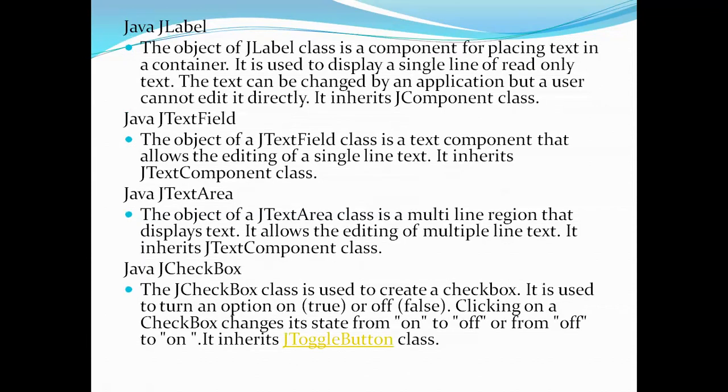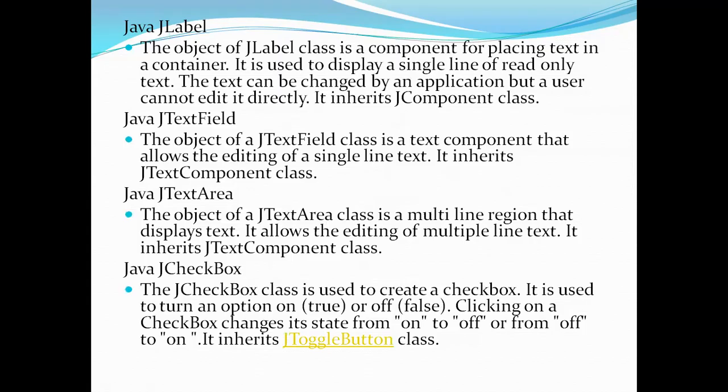And next is the Java JLabel. The object of the JLabel class is a component for placing text in a container. A label is nothing but you place some text in the container, that is a JLabel, and it is used to display a single line of read-only text. That is, this text cannot be changed by the user, and the user cannot edit it directly. Text can be changed by an application, but the user cannot change it directly. So this JLabel inherits the JComponent class.